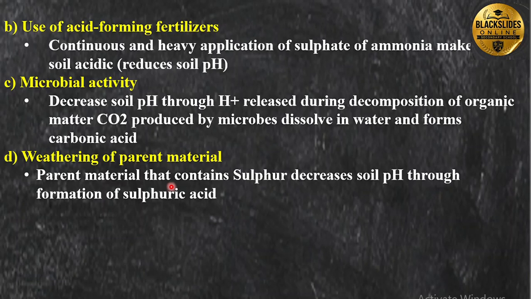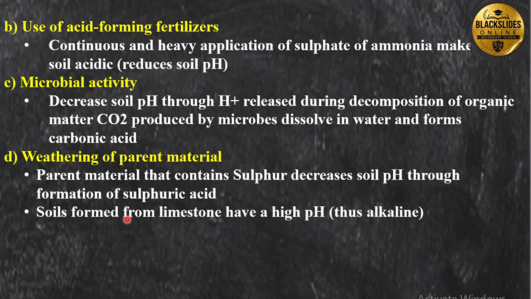Some parent rock or material from which a soil is made during weathering contains sulfur. Sulfur, once dissolved in water, will form sulfuric acid. This will lower pH but increase the acidity of the soil. So the parent material that contains sulfur will decrease soil pH through formation of sulfuric acid. The sulfuric acid will make the soil highly acidic, and this will result in a decrease in soil pH.